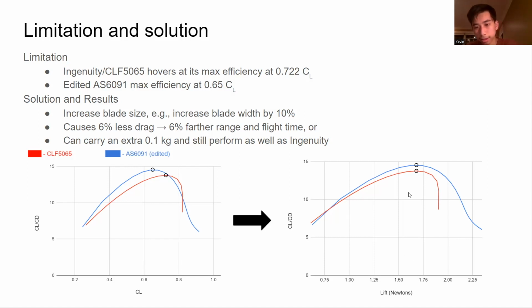And this actually causes 6% less drag with the new edited airfoil because it has more efficiency at the hovering point. And this causes 6% farther range and flight time, or it can carry an extra 0.1 kilograms and still perform as well as the original Ingenuity before any changes.